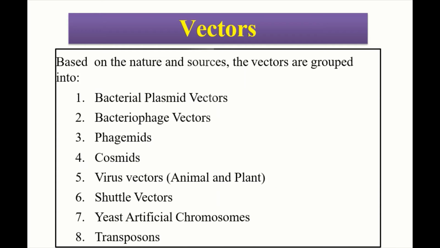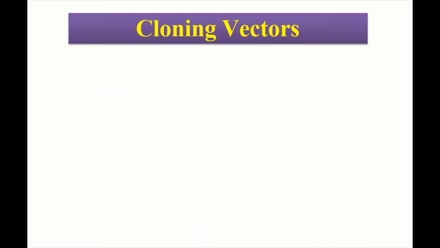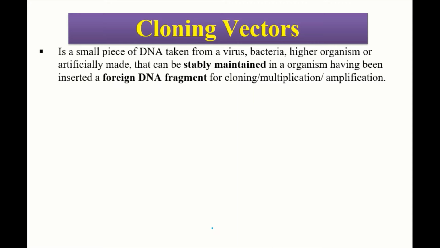So vectors are grouped according to nature and sources, and these vectors include bacterial plasmid vectors, bacteriophages, phagemids, cosmids, viral vectors, animal and plant vectors, shuttle vectors, yeast artificial chromosomes, and transposons. Today we'll be focusing on cloning vectors, then we will have another video on expression vectors.